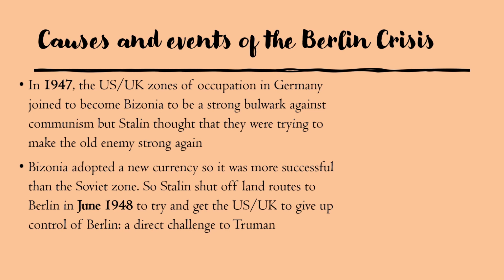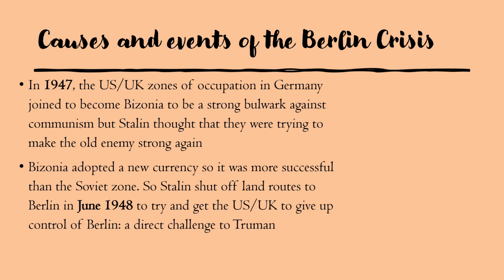If you remember, not only was Germany divided into 4 zones of occupation, but Berlin, which was in the Soviet zone, was also divided into 4 zones for each of the 4 countries. And so what Stalin did was he stopped access by road to Berlin, so that the American and the British zones in Berlin weren't able to get supplies from their main zones in Germany. So the citizens in Berlin would starve.